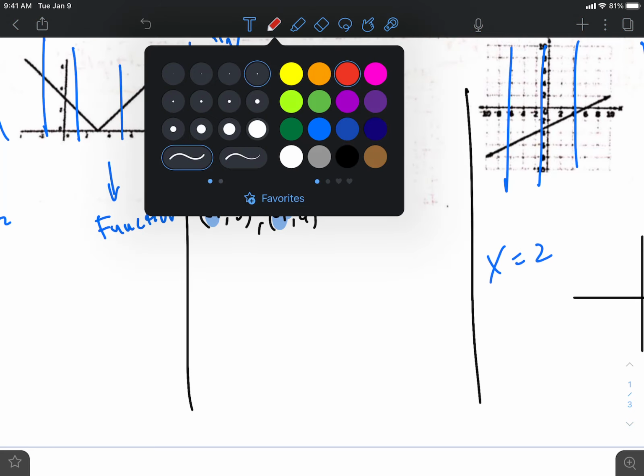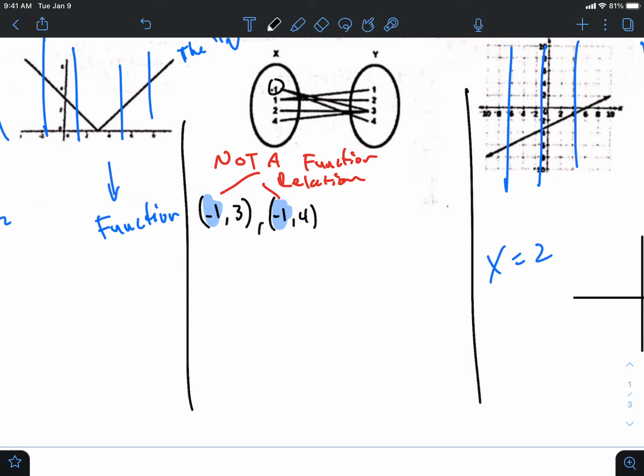But if I kept going, just for consistency's sake, I'm going to have 1 and 1, 1 and 2, 2 and 3. These are hard to read. 4 and 3. 4 and 3. I think that's the last one.